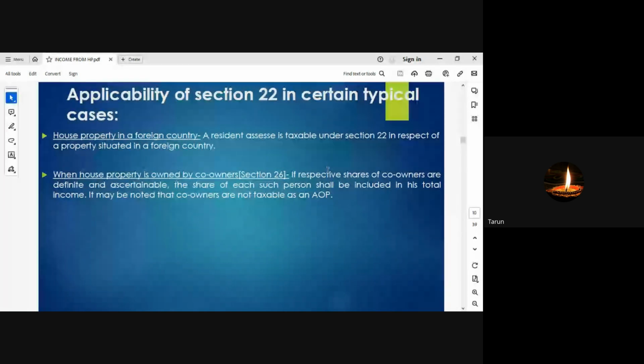So if you think that I'm not living in a foreign country, I'm living in India, and if I bought a property in a foreign country and let out such property and receive an income from it, that such income will not be taxable, if you think such, no, it's not true. It is equally taxable if you earn income from such property let out in a foreign country.